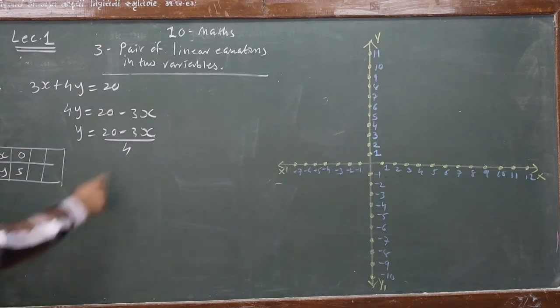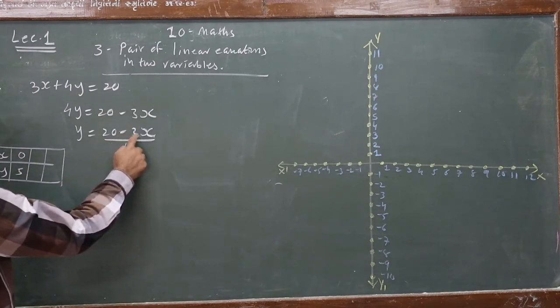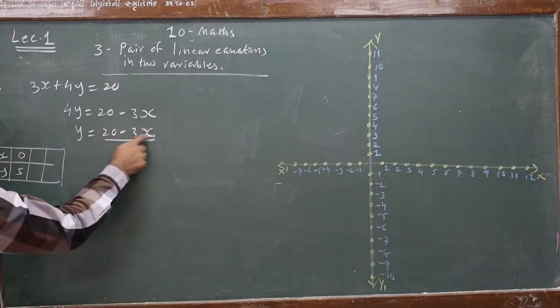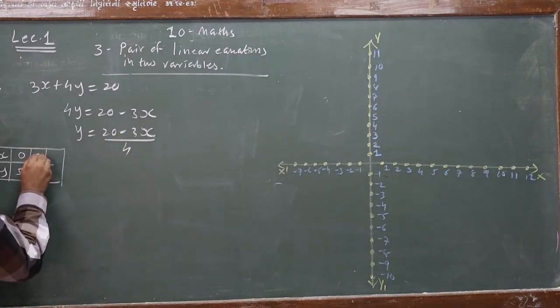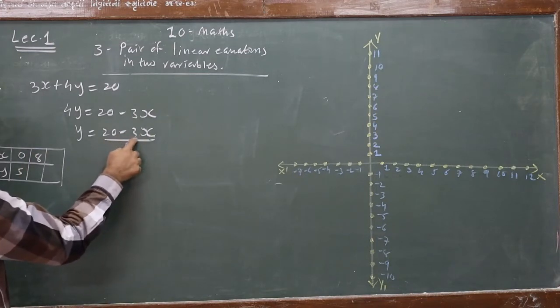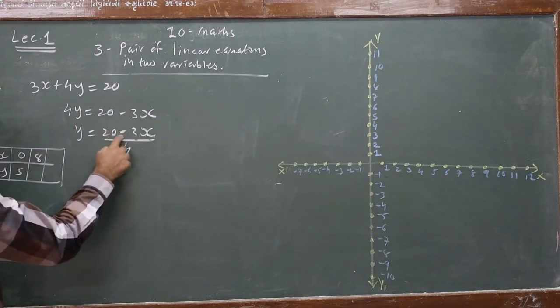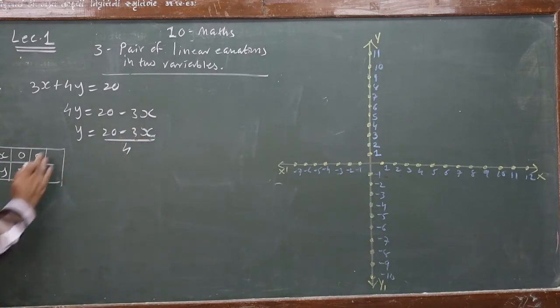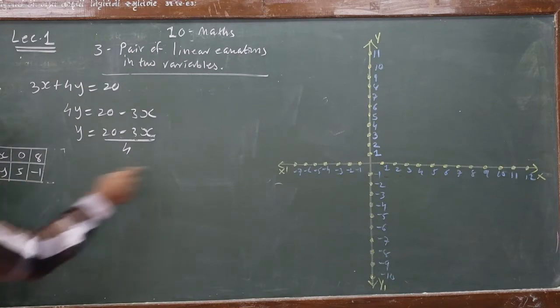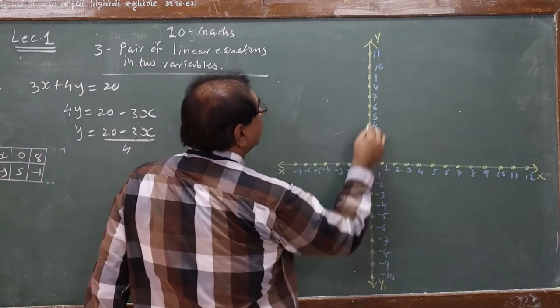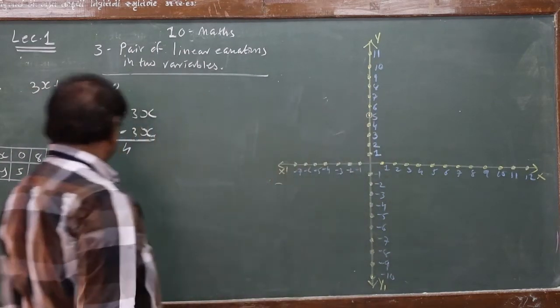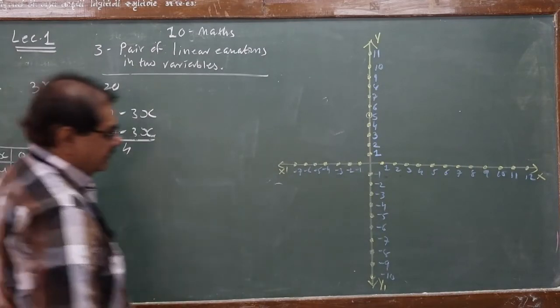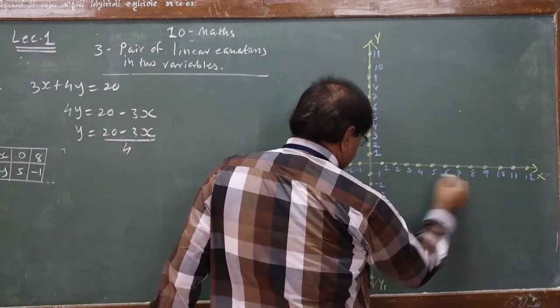Okay. Now for x, suppose I take 8. 3 8s are 24. So 20 minus 24 is minus 4, upon 4, answer is minus 1. 2 points are enough to draw the graph. Okay. So I take this point 0, 5 on the graph paper. 0, 5, it is the first point. And 8, minus 1, it is 8 and this is minus 1.